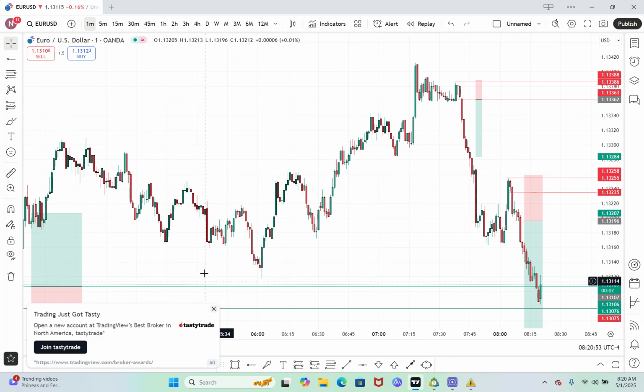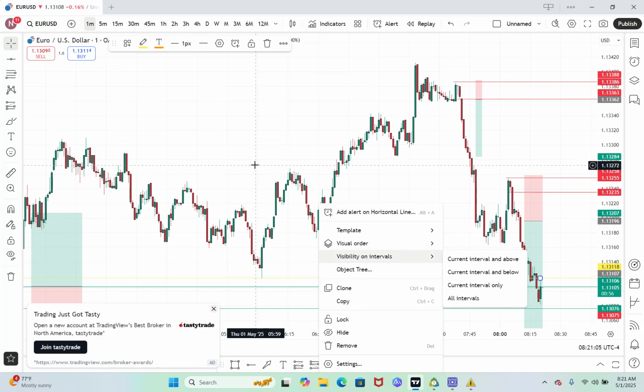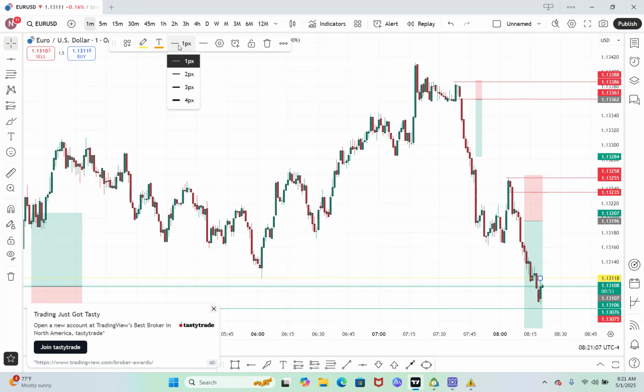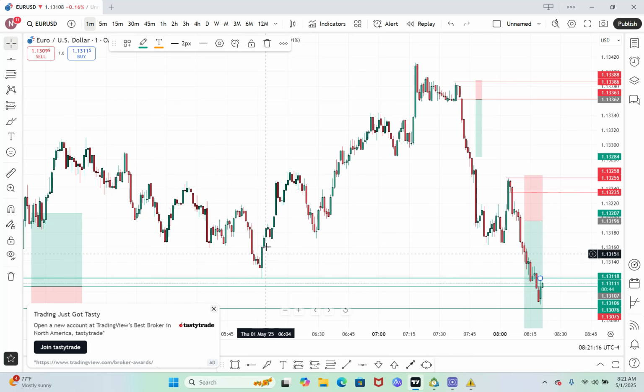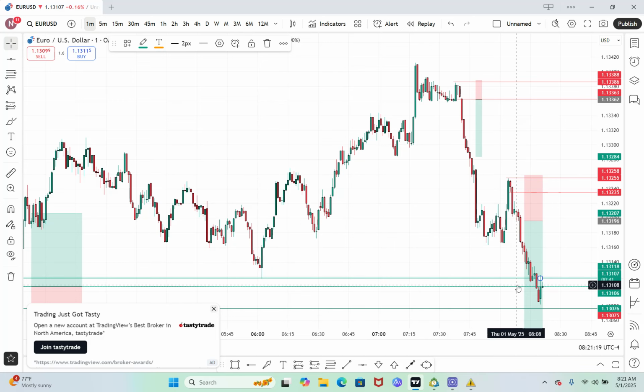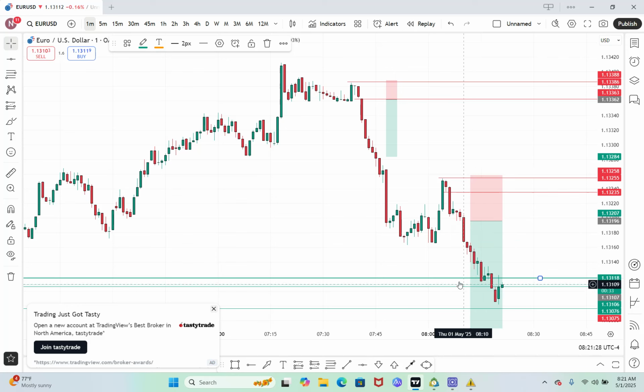The market just broke this area right here. Market just broke this area, the green line. So this was a buy area where buyers were in control. The market broke through, so sellers seem to be in control of this market right now. So the market broke through this area and created this zone right here.